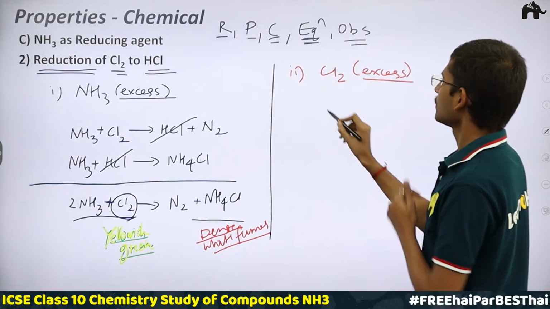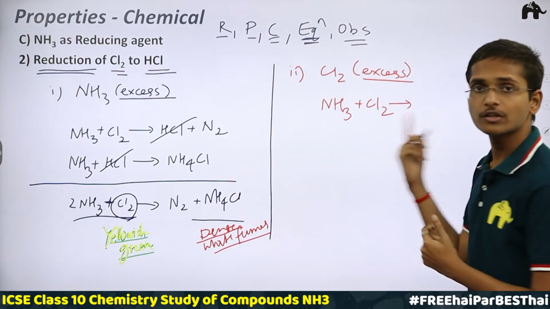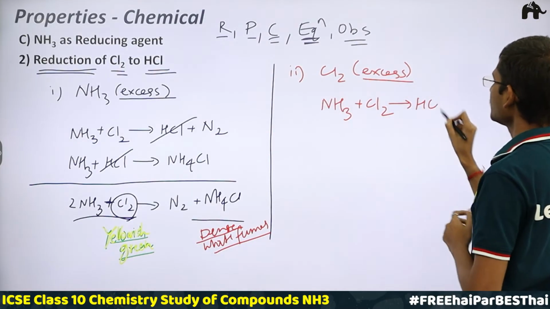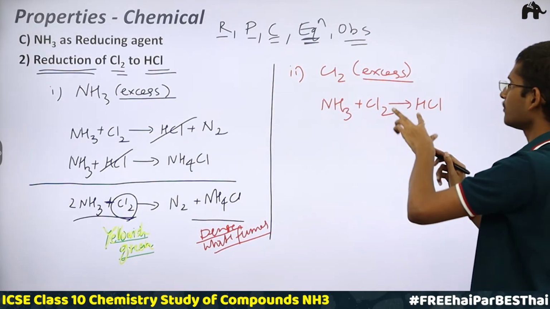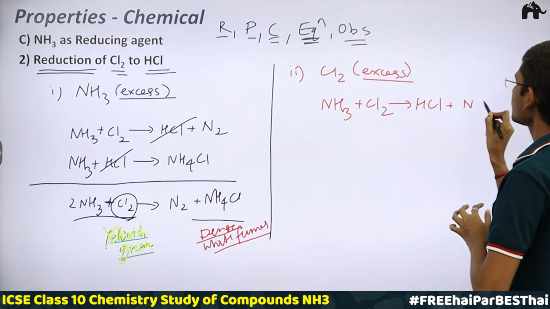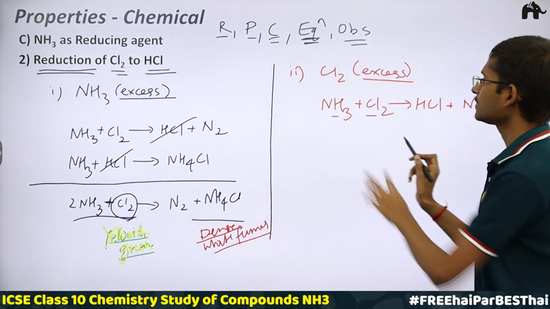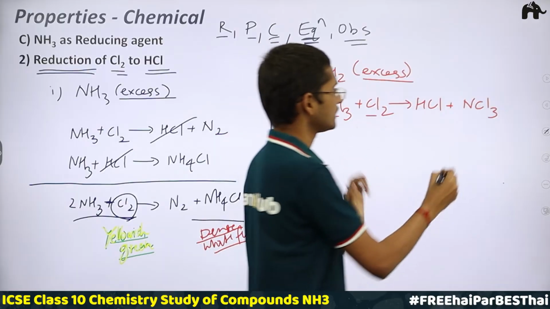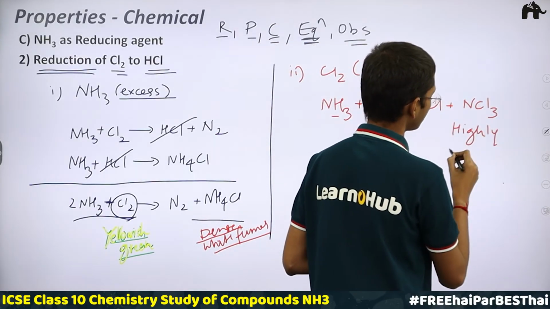Now the second condition is when chlorine is in excess. Here ammonia would now react with chlorine and the products would be different, because chlorine is in excess. Absolutely, chlorine would get reduced to HCl. That's the basic thing in this reaction. But apart from the formation of HCl, you would also get nitrogen trichloride, which is formed. And this nitrogen trichloride is a highly explosive liquid.